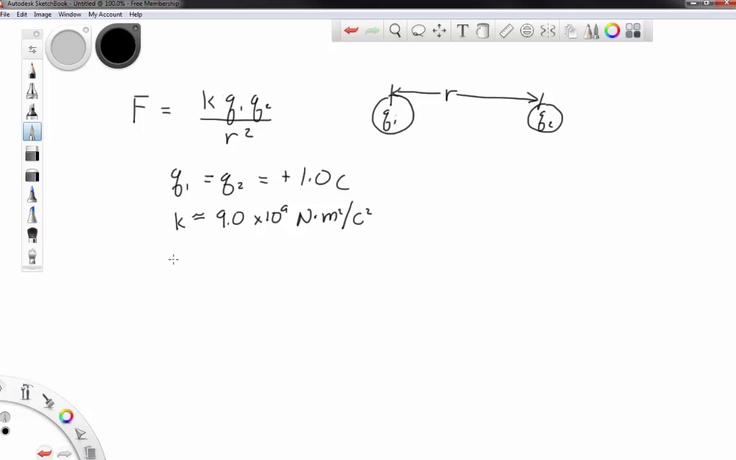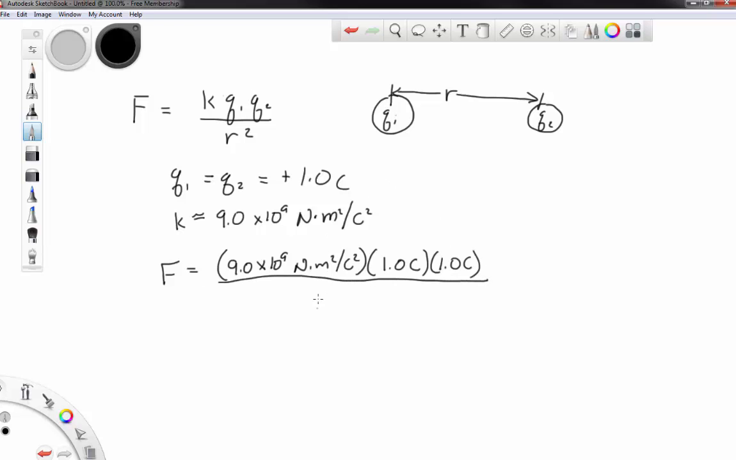So let's go ahead and stick all those numbers in. This force is going to be 9 times 10 to the 9th Newton meters squared per coulomb squared times 1.0 coulombs times 1.0 coulombs divided by the distance, which was given as 2 meters. So that's got to be squared.